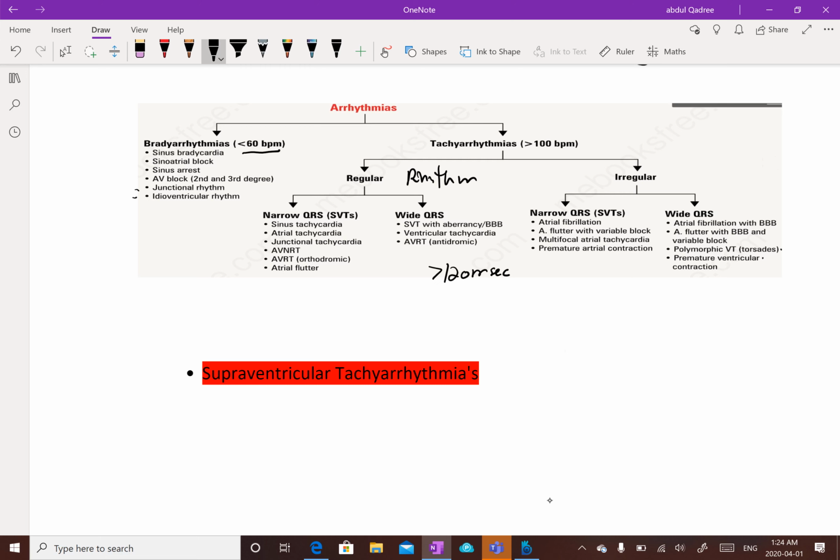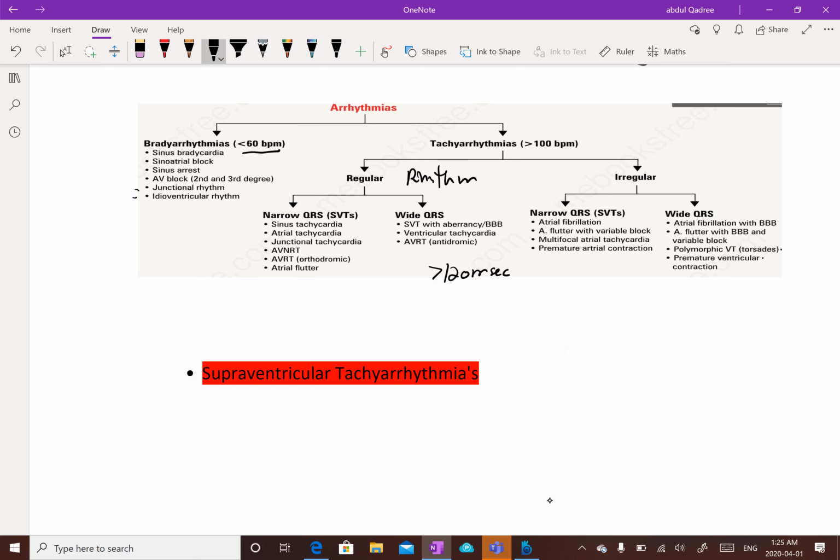Narrow QRS complex tachycardias, as you know, are the supraventricular tachycardias, for example, sinus tachycardia, atrial tachycardia, junctional tachycardia, AVNRT, AVRT, and atrial flutter. I will talk about these in more detail in a little bit, but first let's just relate this clinically in our mind: what's my rhythm? Is it regular? What's the QRS like? Is it narrow or wide? If it's a supraventricular tachycardia with a wider QRS complex, I have to know that there's a bundle branch block or aberrancy.